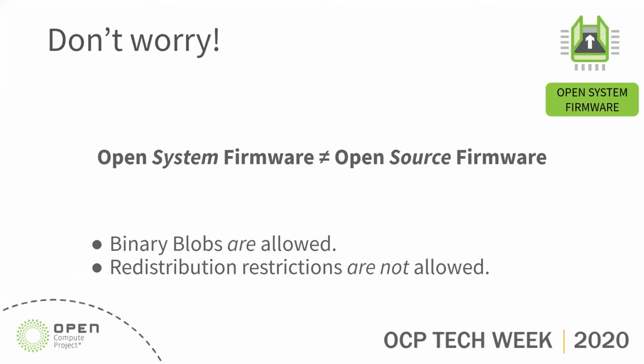An area where lots of people are a bit uncertain is the difference between open source firmware and open system firmware. This project is called Open System Firmware. You'll see it mistyped here and there, but it is open system firmware. We don't require the whole firmware to be open source. Binary blobs are permitted as long as those binary blobs are redistributable. This is really the only way we can make this project feasible. It would be too much of an ask to require all firmware to be open source by March of 2021.